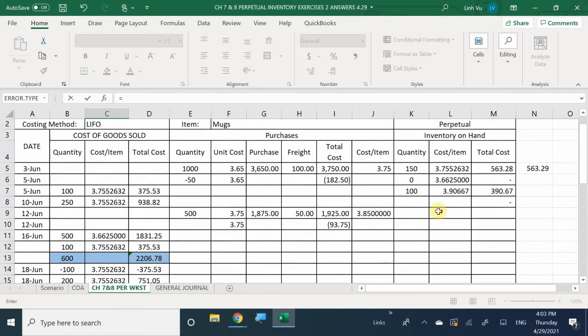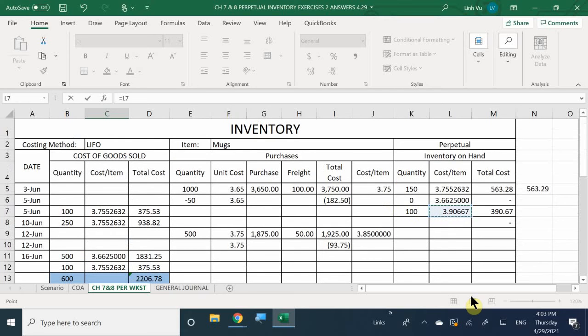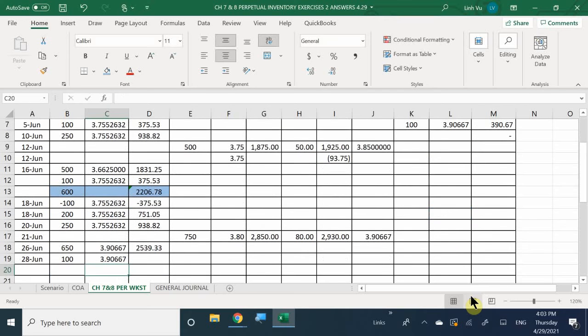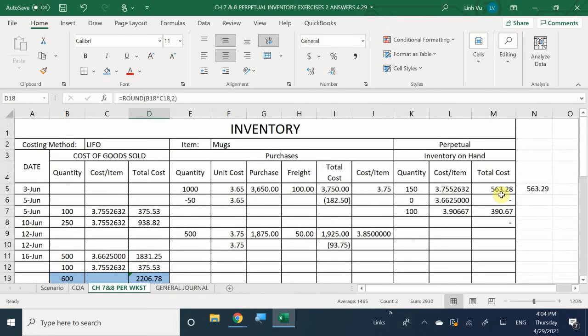So in this case, it's going to cost me $3.900667. So therefore, if I calculate this right, or in this case, I know how much it is going to be. It's going to be $3.9067. Okay, which once again, it can go ahead and clear this out. So therefore, at the end of my inventory, I should have 150 items left.